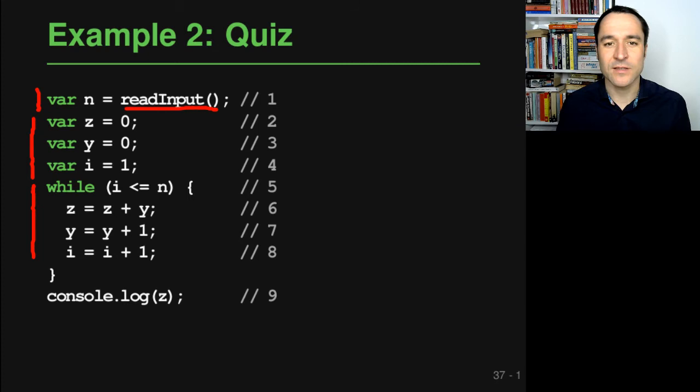And then eventually at statement 9, we are printing the value of z. And now the question is, if this last statement and the variable z is our slicing criterion, and if read input returns the value 1, then what will be the dynamic slice computed by the approach that I've explained so far? So I'll invite you to stop the video here and just try it out by yourselves. And then next, I'll show the solution.